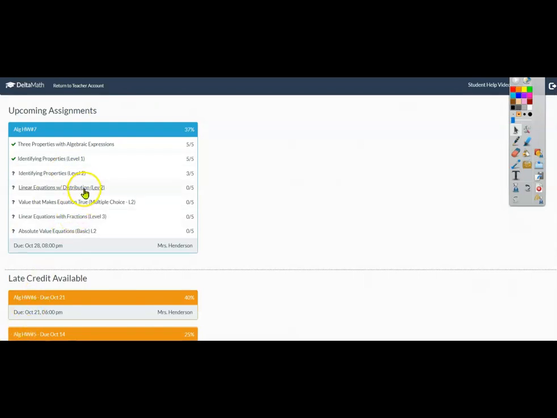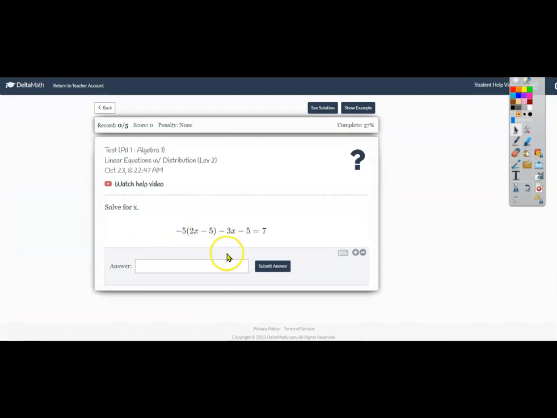Let's take a look at linear equations with distribution level 2. Now for most of you, you're not going to need any assistance here, but remember when you are distributing, if the number outside has a negative value, then you are using that negative sign to go with it. So that would be negative 10x. Negative 5 times minus 5 is positive 25.